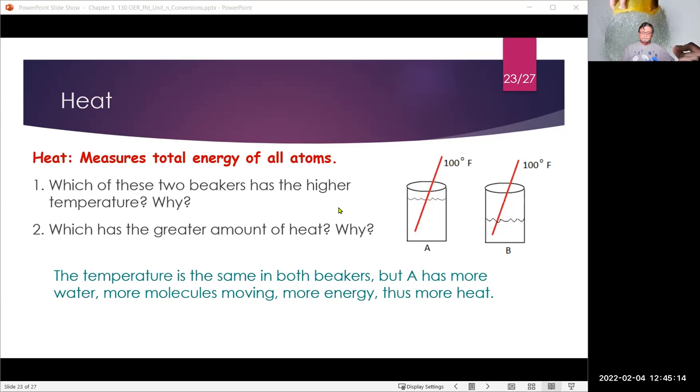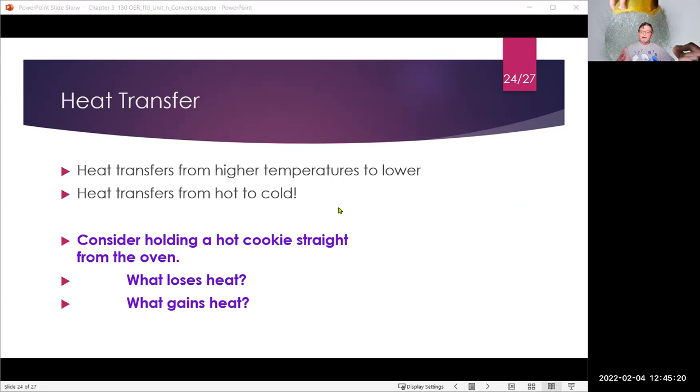Okay. Has more heat. This is pretty self-explanatory. We just talked about that. All right, heat transfer, always from high to low, okay? And this, again, another example, they talk about a cookie. Obviously, you've got a cookie, you're cooking it, it's in the oven, it's hot, you take it out, you grab it, what's gonna happen? Well, who loses the heat? The cookie does, right?